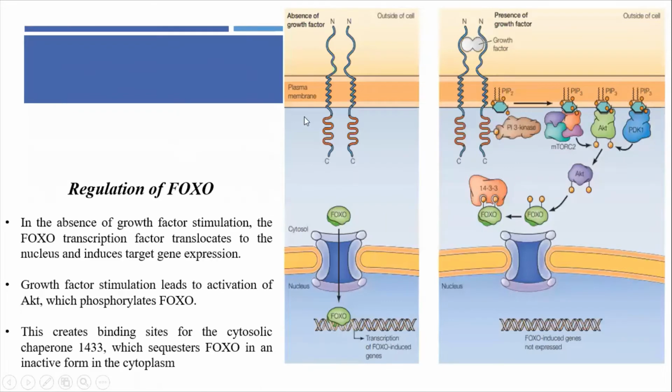Okay. See, this is how. So when there is no growth factor, so there is no cell signaling going on, right? So what will happen? The FOXO is free, so it can go inside the nucleus and induce FOXO-related genes. Okay. Is this much clear?